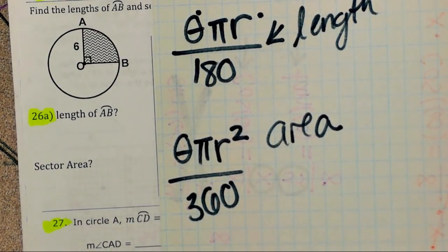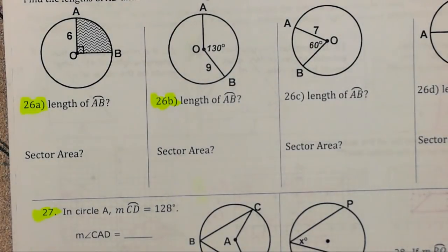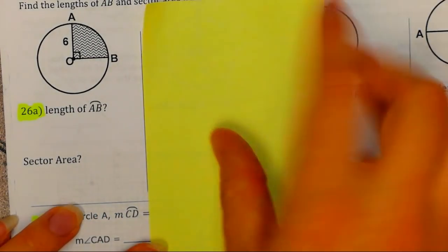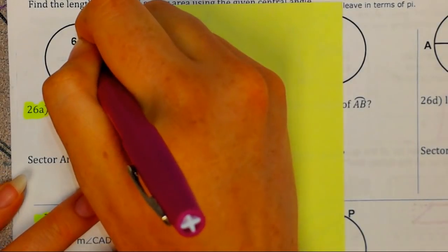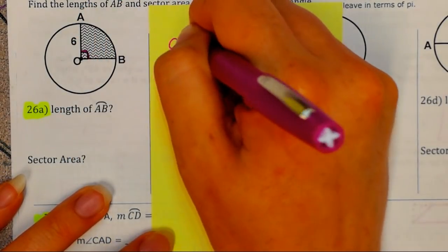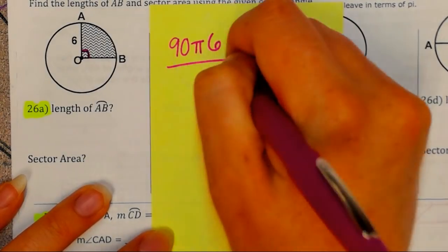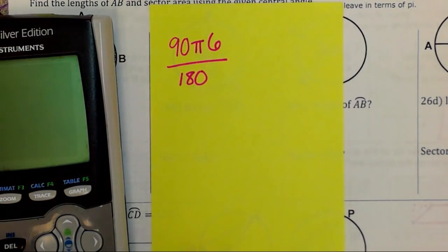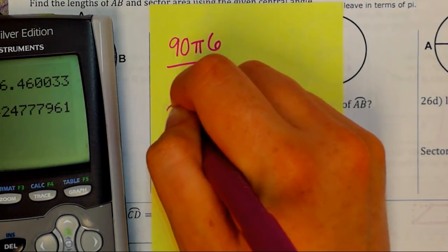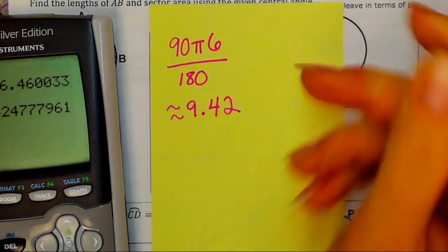Once you know those formulas, solving these problems isn't that difficult. It's just a matter of plugging things into a formula. So for example, for 26a, my angle is 90 degrees for arc AB, and my radius is 6. So we've got 90 pi times 6 divided by 180, which gives us that the arc length is about 9.42.